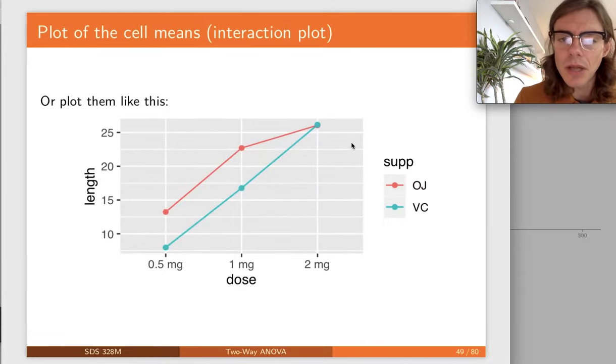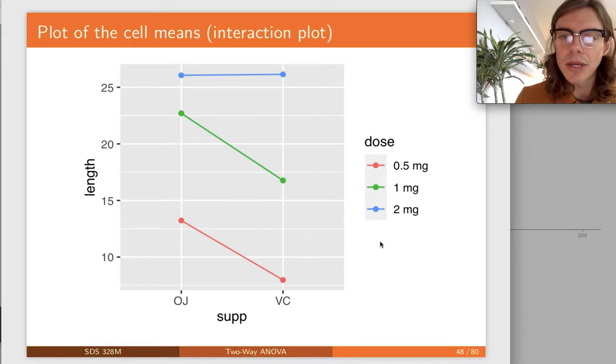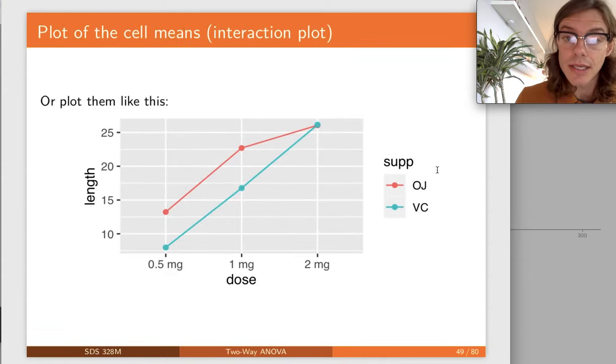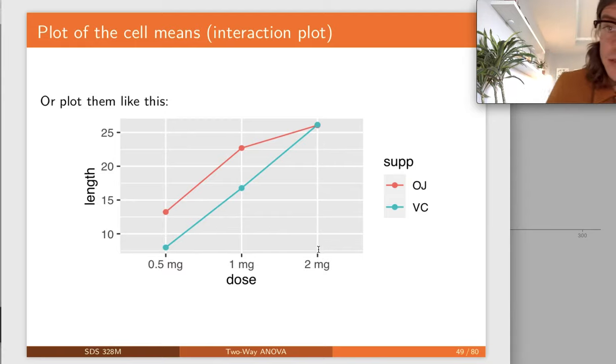This is just another way to plot them, right? If you switch around, here we have supplement on the x-axis, dose coloring the lines. Here we have dose on the x-axis and supplement coloring the lines. So remember, orange juice is the red line. You're doing better with OJ for the low dose, better with OJ for the middle dose, about the same for the high dose, right? So maybe there's an interaction here. Maybe the effect of dose depends on what supplement type you have.